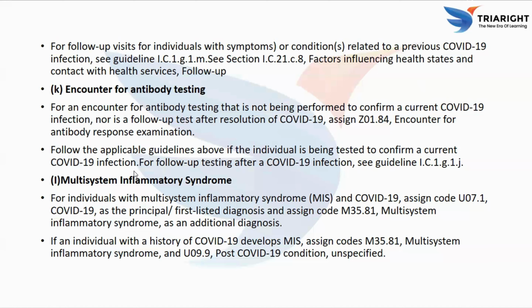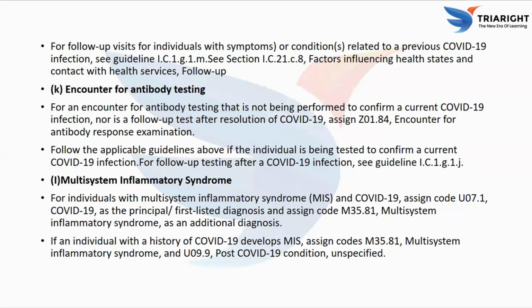Multi-system inflammatory syndrome. What is MIS? A rare but serious condition where multiple organs become inflamed. It can occur during a COVID-19 infection or after a past COVID-19 infection. Coding when multi-system inflammatory syndrome and COVID-19 occur together: if a patient currently has both MIS and COVID-19, you have to assign the COVID-19 code first, as the principal or first-listed diagnosis, and M35.81 for multi-system inflammatory syndrome as an additional diagnosis.